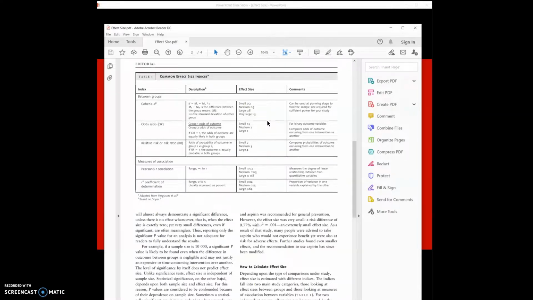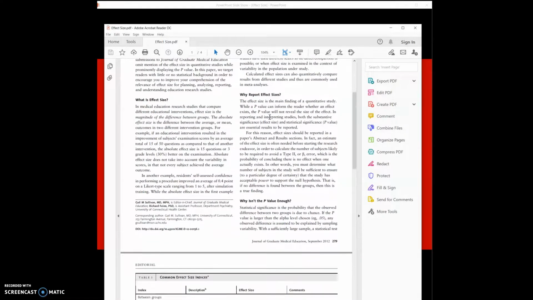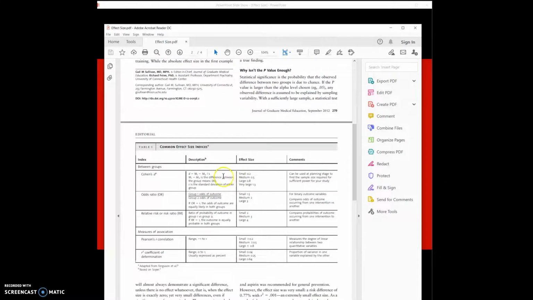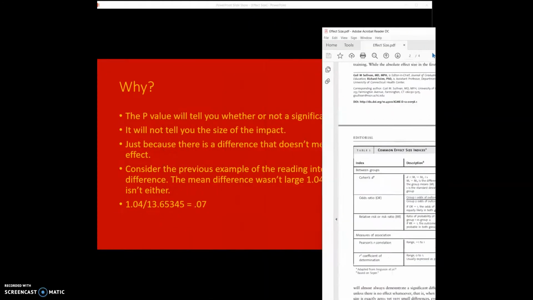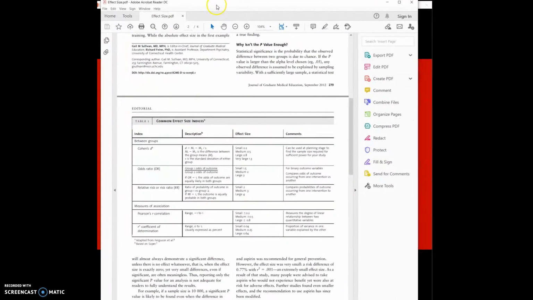And this shows you how to calculate effect size. And it gives quite a bit of information in simple terms about what these are for. But basically, you take the mean difference between the pre and the post, and you divide it by the standard deviation of either score. So that gives us an effect size of 0.07. A small effect size is 0.2. We got a 0.07. So it's almost as if we had no effect at all.